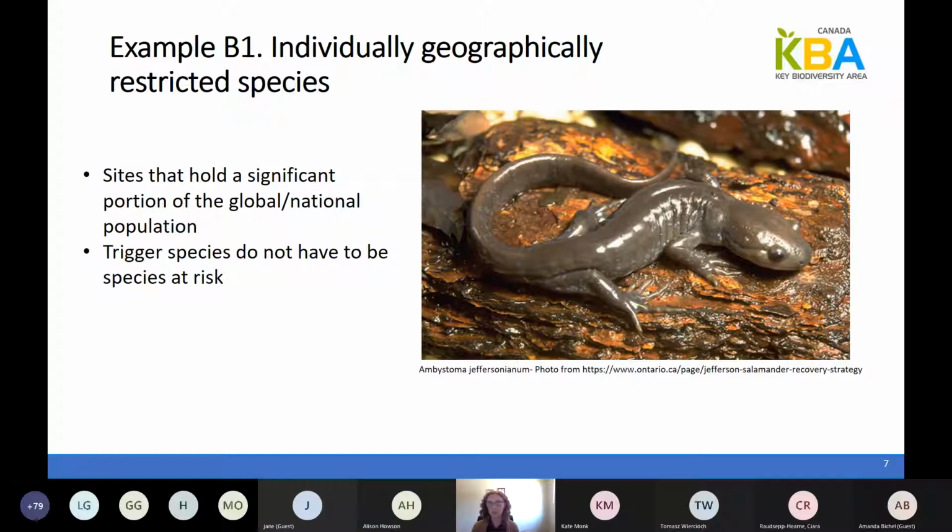And for these species, it's usually the entire life cycle that occurs within these sites. So if we were to have these sites removed from the system, these species would be at risk, even though they're not currently listed as species at risk. So it could be something like a small area in Southern Ontario that houses salamanders, where the salamanders can't live anywhere but that restricted ecosystem.